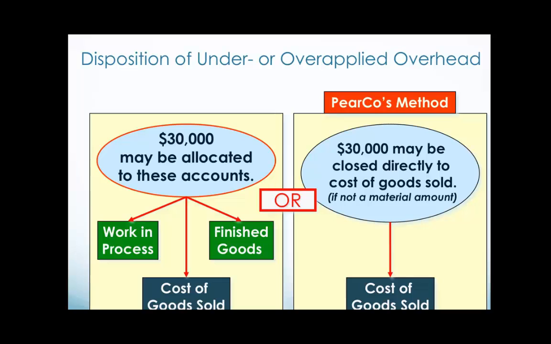Whether it's under-applied or over-applied, it can be allocated to the different accounts where it originated from, which was work in process, cost of goods sold, and finished goods, or it can be closed out directly to the cost of goods sold. If you think about it, the origination of the cost of goods sold was from the finished goods. Where finished goods came from was the work in process. So this basically distributes it over all of them, or it just closes it out directly to the cost of goods sold.